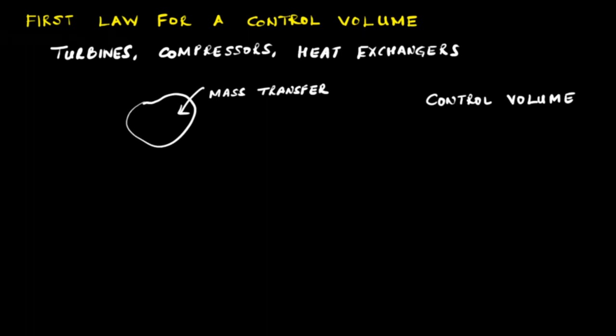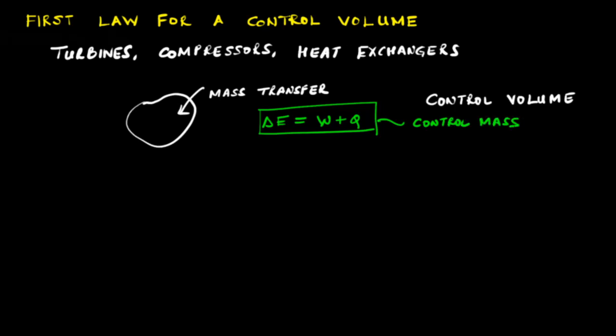Therefore, in this lecture, we'll start with the mathematical formulation of the first law for a control mass. And we already know that the first law for the control mass can be mathematically formulated as the change in energy of a closed system is equal to the work done on the system and the heat transferred to the system. So we'll see that starting with this mathematical formulation of the first law for the control mass, we'll derive the equations for the first law applied to a control volume.